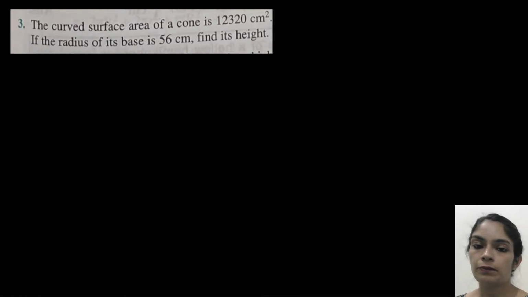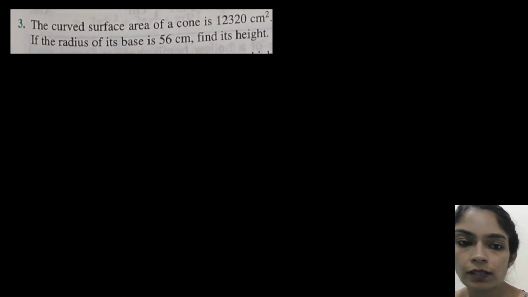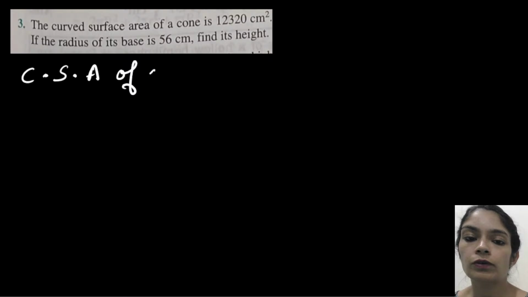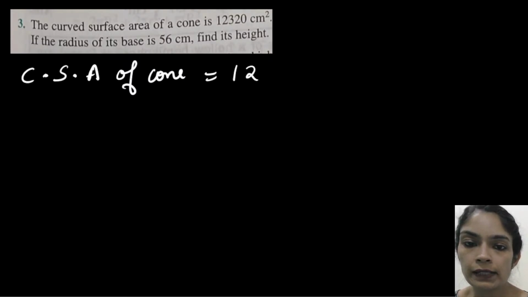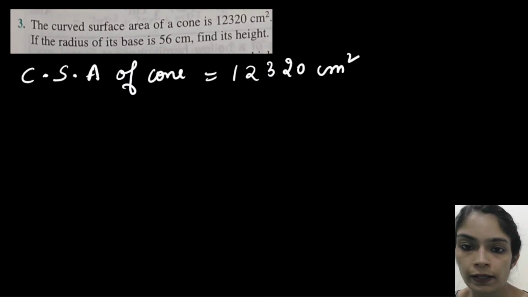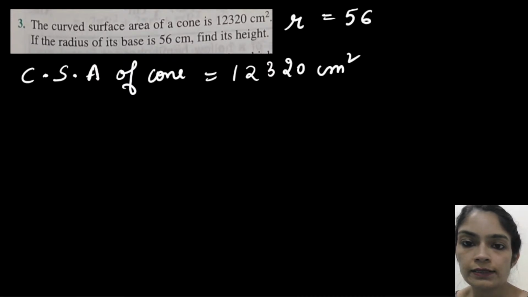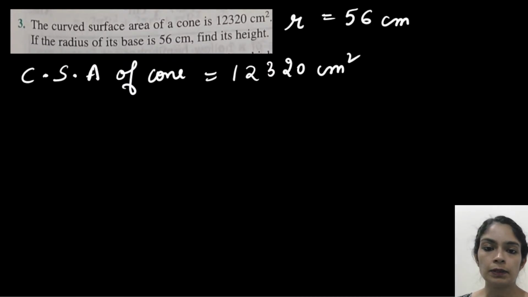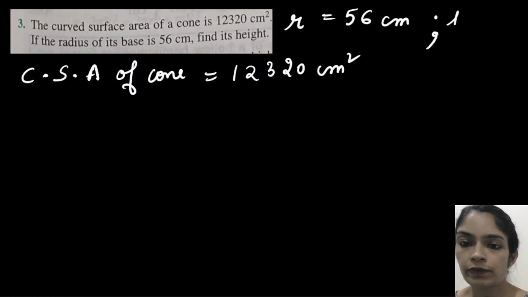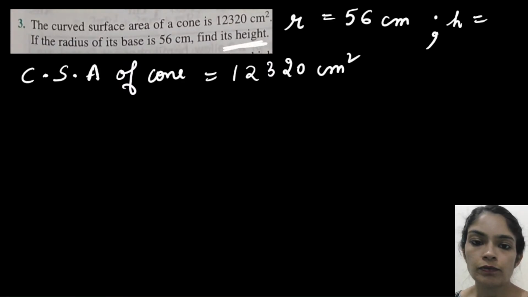So let's see first of all what is given to us and what we have to find. The curved surface area of a cone, so curved surface area I am writing as CSA. Curved surface area of the cone is given to us as 12,320 centimeter square. Radius of the base, I am writing as R, is 56 centimeter. So both the units are in centimeter. If the units are different, we have to make them the same. So height, we have to find its height.